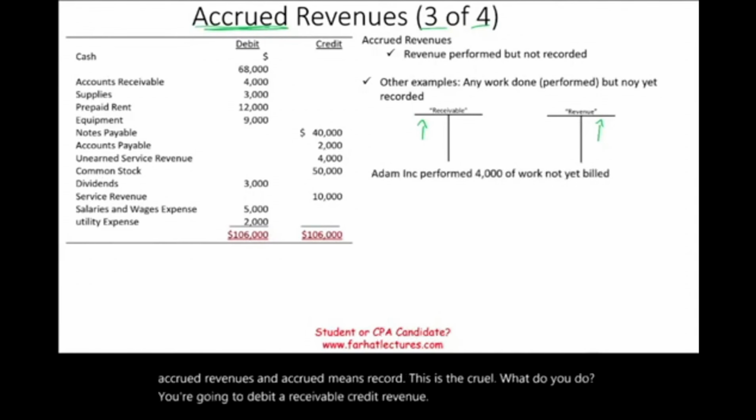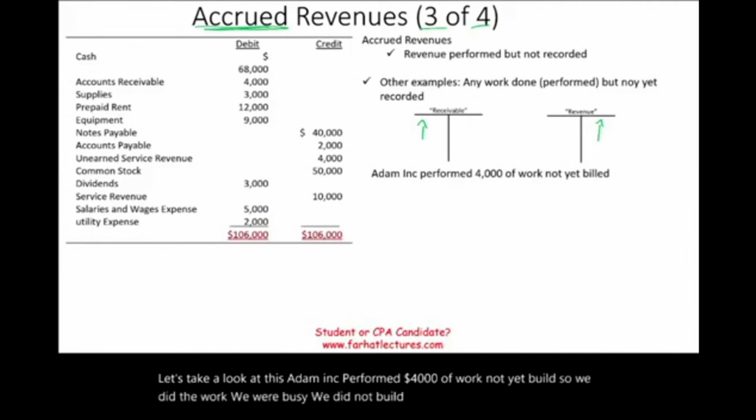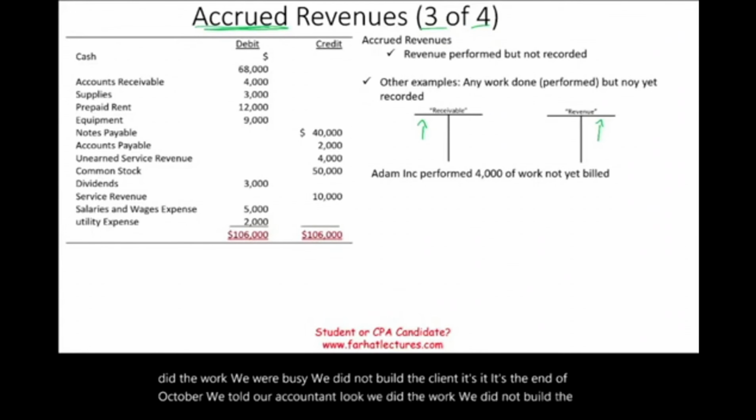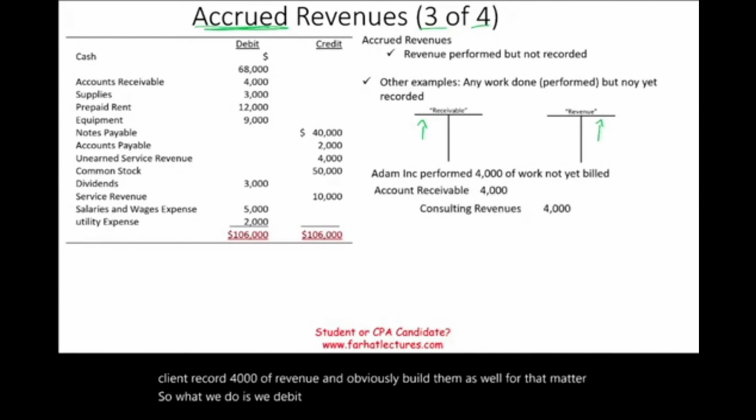Well, let's take a look at this. Adam Inc. performed $4,000 of work not yet billed. So we did the work, we were busy, we did not bill the client. It's the end of October. We told our accountant, look, we did the work, we did not bill the client, record 4,000 of revenue, and obviously bill them as well. So what we do is we debit account receivable and we credit consulting revenue.